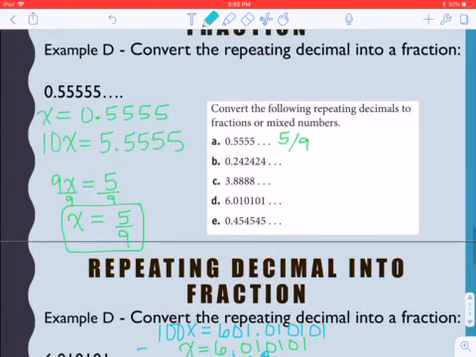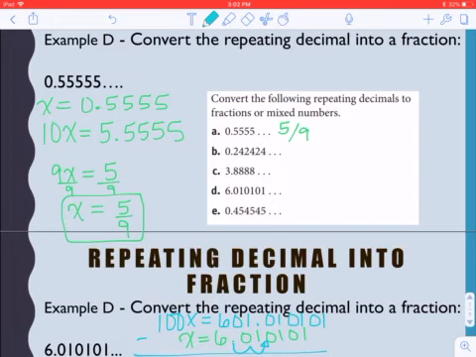If you need to practice this, which you probably do, I mean, we're going to do it in class, but there's 3 more right here. So what I would do is pick one and pause the video.